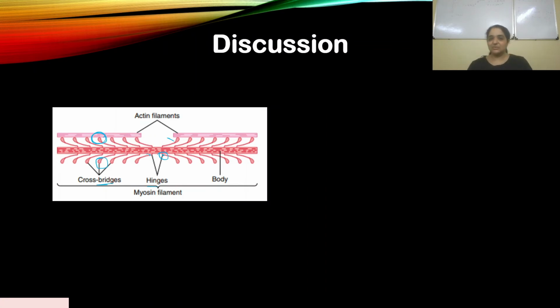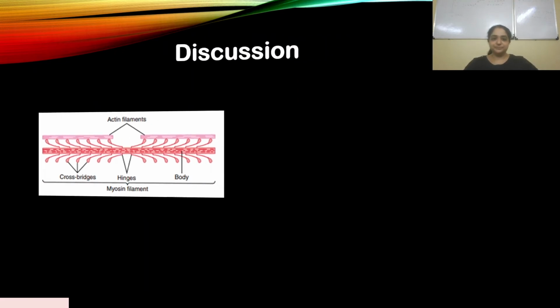This is an extra piece of information just for you to understand how it moves when the power stroke happens once the cross bridges form. But from the NEET point of view, just understand that an attachment, a cross bridge, is formed and a power stroke takes place. This is with the help of ATPase. ATP gets converted to ADP, and so there are two functions for the myosin head. Okay, next question.